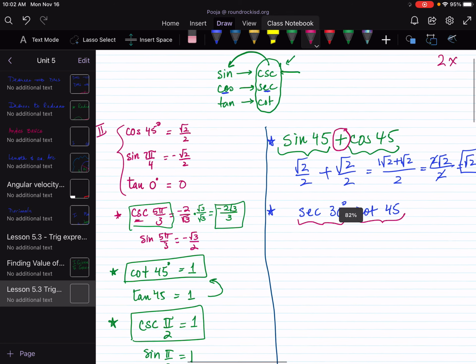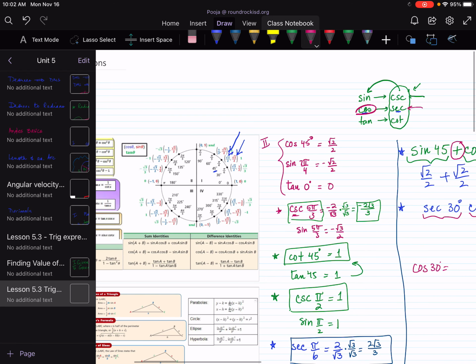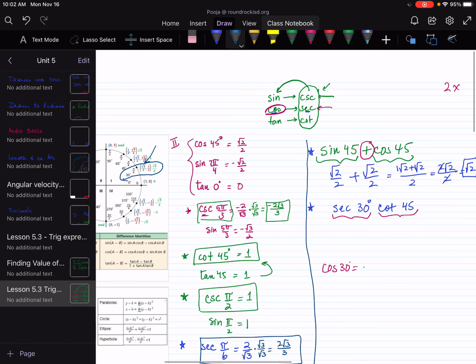So secant of 30. One more time, secant is not on the unit circle. I have to first find cosine. So let me on the side find cosine of 30. 30 is right here. Cosine is the x-coordinate, so it's root 3 over 2. And hence, secant will be the flipped over version of this.